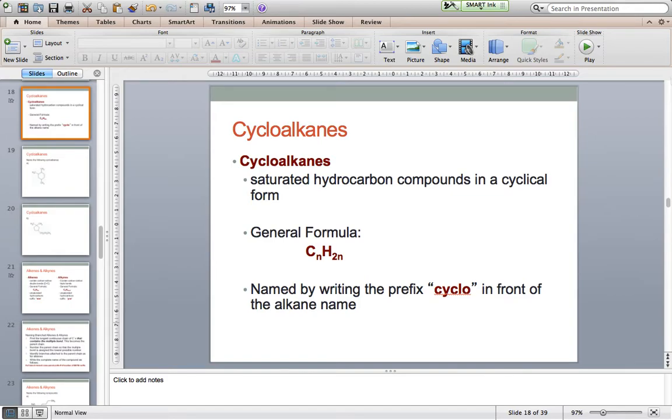That changes the general formula. The general formula for cycloalkanes is CnH2n. And if we compare that with the general formula for regular alkanes, which was CnH2n+2, we can see that in cycloalkanes we're missing a couple of hydrogens.